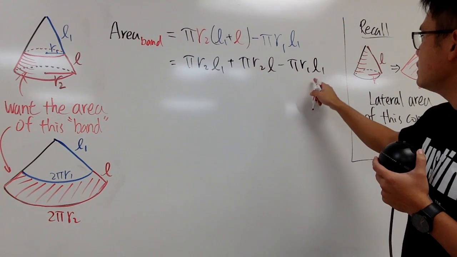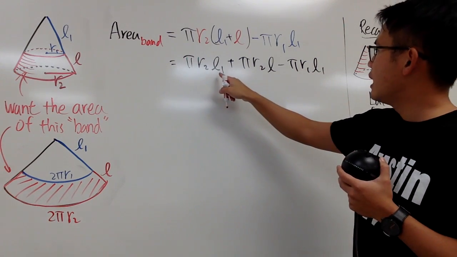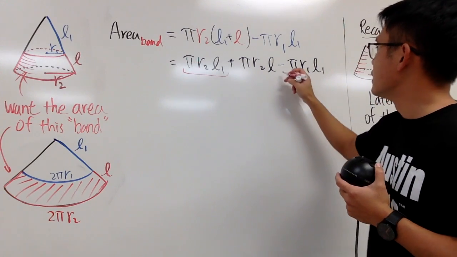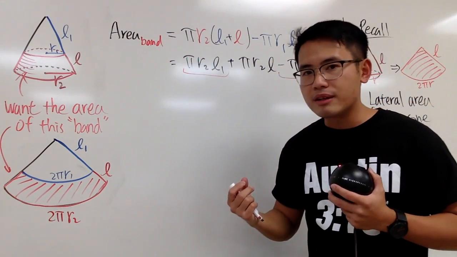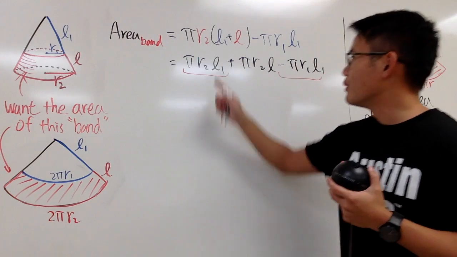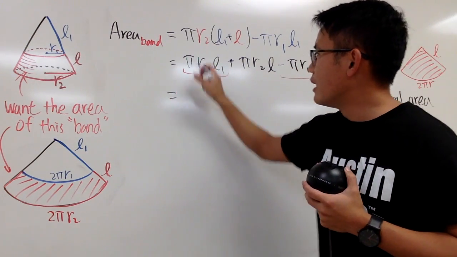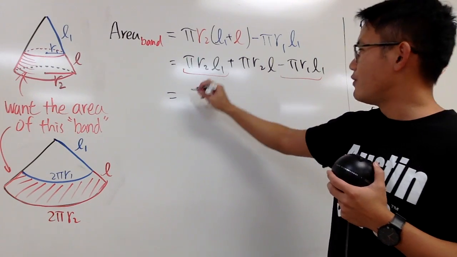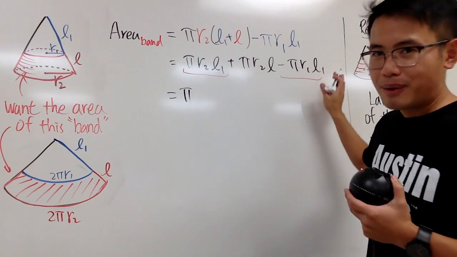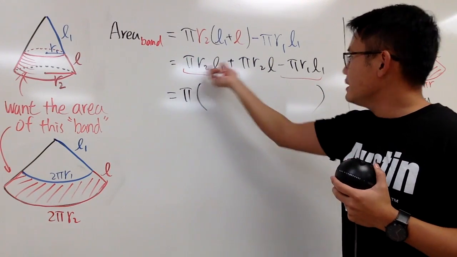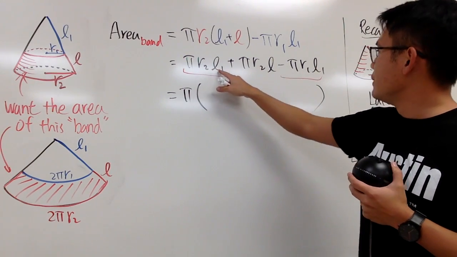And now I see that we have L1 here and L1 here. So perhaps I will actually put these two terms together, and then I will also factor out the L1 and also the pi. So here we go. Right here, let me factor out. In fact, I will factor out the pi from everybody. This and that now, I will have the L1.